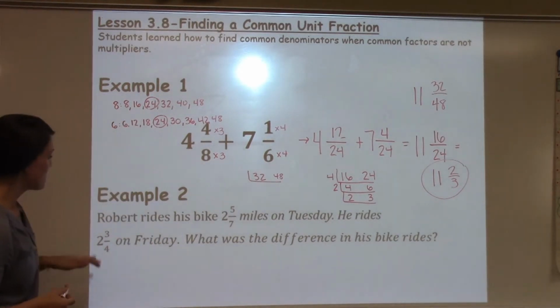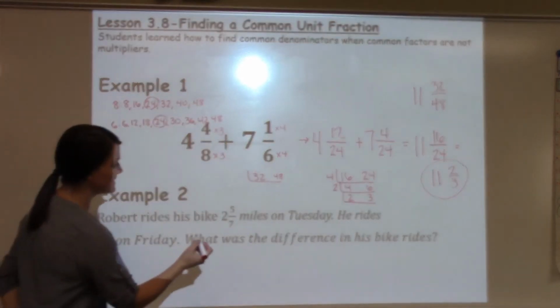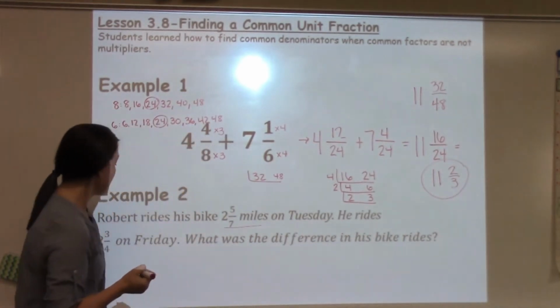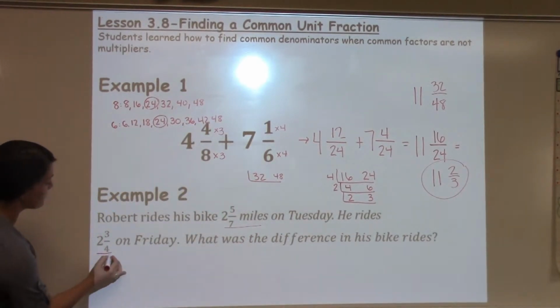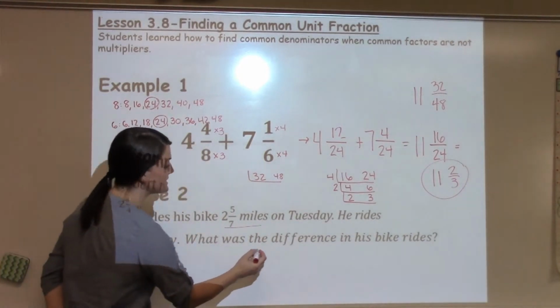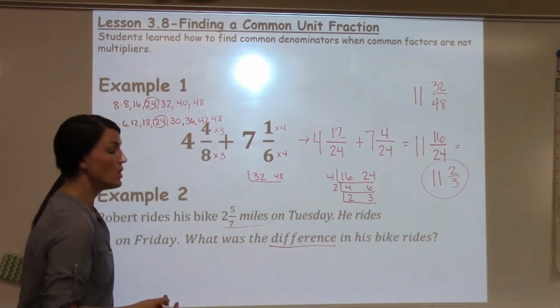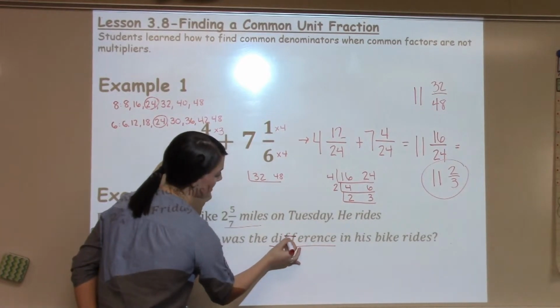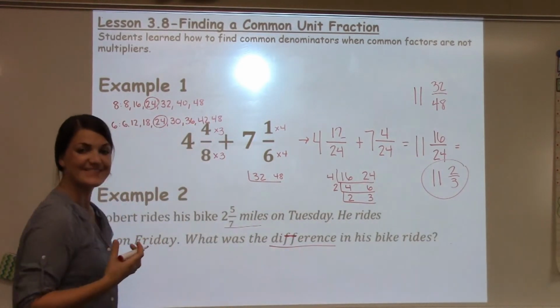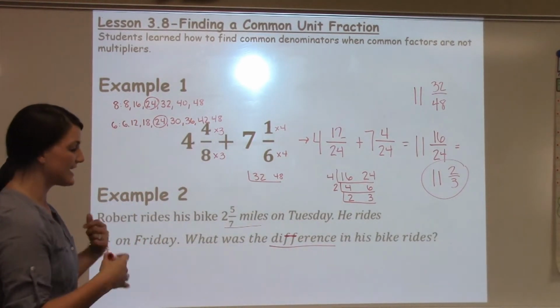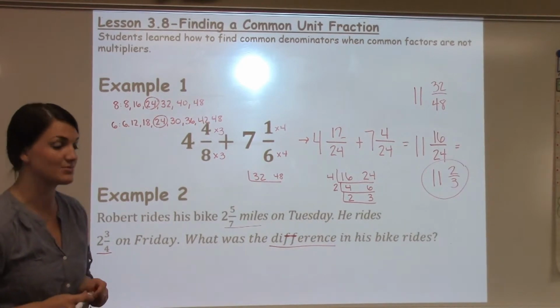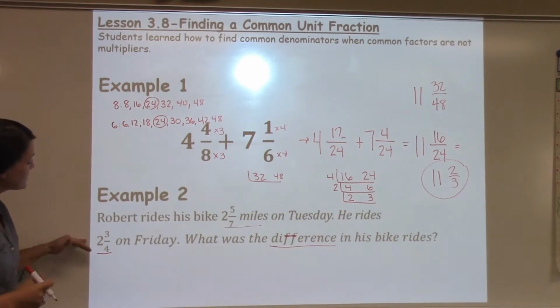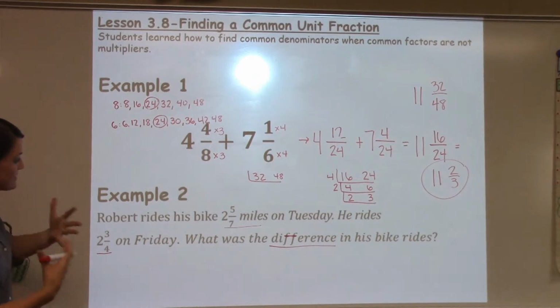Example 2 says, Robert rides his bike 2 5/7 miles on Tuesday, and he rides his bike 2 3/4 on Friday. What was the difference in his bike rides? Well, difference means to subtract, and a little trick we show students is to draw and connect the line and the F's. When you do that, it makes a subtraction sign, and that kind of helps them remember that difference means to subtract. So, the first thing we need to decide is what am I subtracting from what?